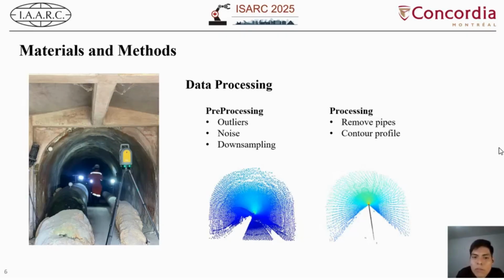To remove pipes, we create a line along the length of the tunnel. You see here a black line, which represents the center of the tunnel. Creating a circle around the line, you can delete the parts that are inside the tunnel. Using that line, you can create XY coordinates and get the cross section, and finally the contour profile of each of the three main databases.